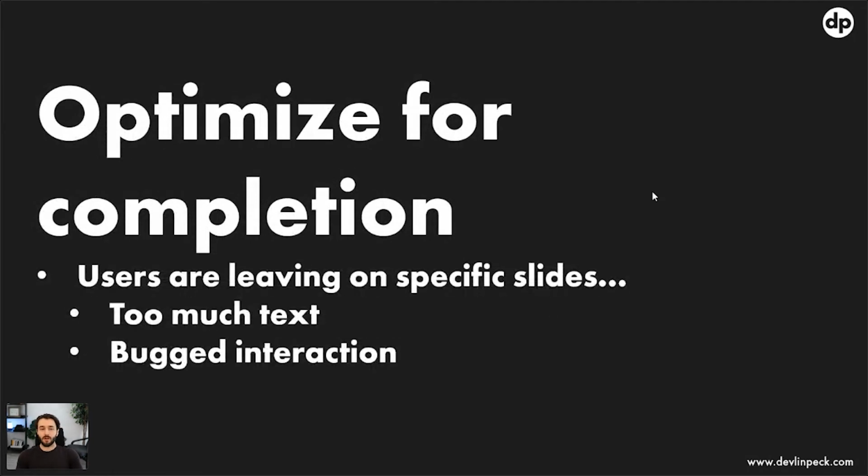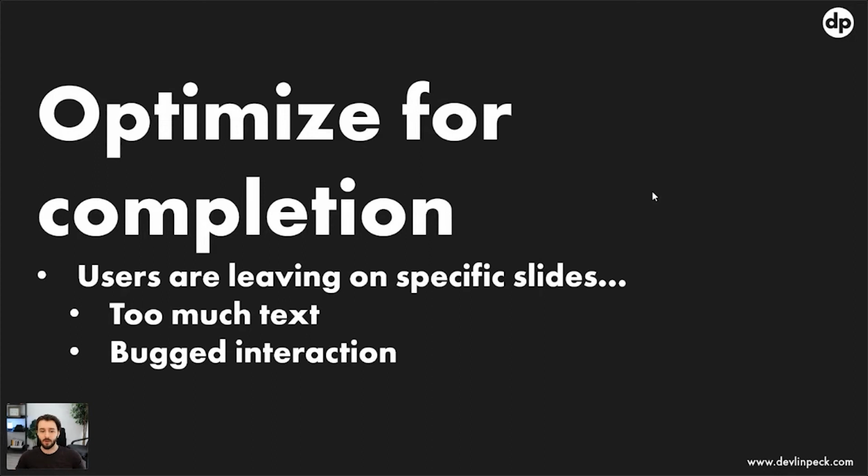Okay, so let's talk about optimizing for completion. Let's say in our example course, we find that people are leaving on specific slides. We're looking at our data and we say, okay, these two slides, maybe 80% of the people who quit the course early, it's happening on one of these two slides. So we look at the first one and we find that, yeah, maybe it's just a wall of text.